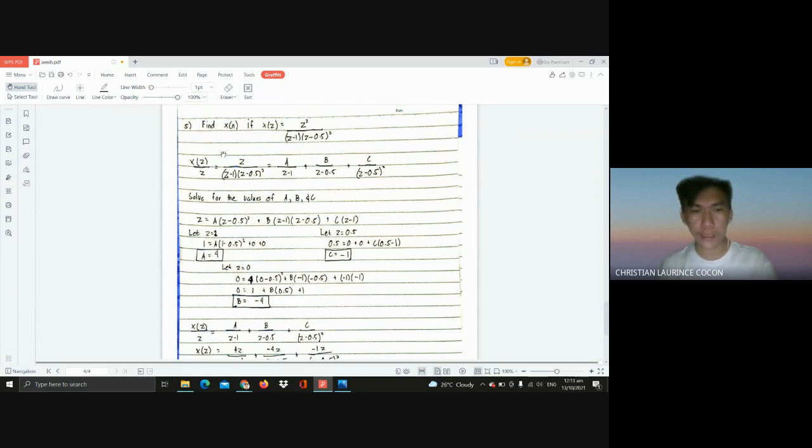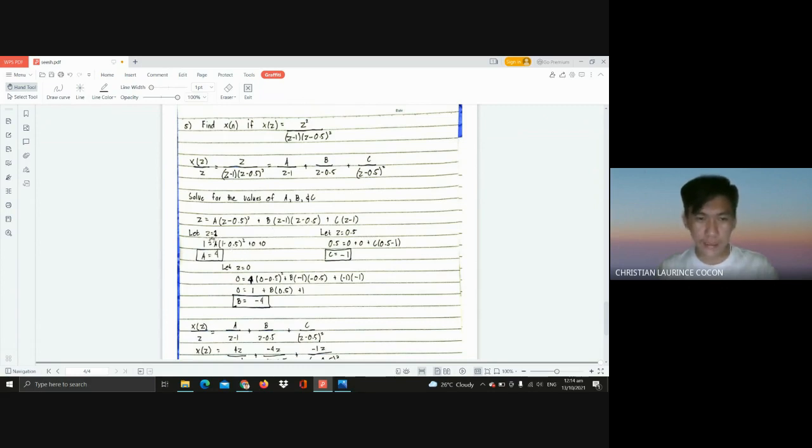What I did is I multiplied both sides by (z minus 1) times (z minus 0.5) squared. So what I got is z is equal to A multiplied by (z minus 0.5) squared plus B times (z minus 1) times (z minus 0.5) plus C multiplied by (z minus 1). Next, let z be equal to 1, since that makes z minus 1 zero, so the other values become 0.